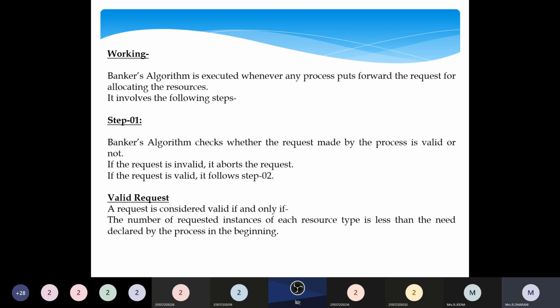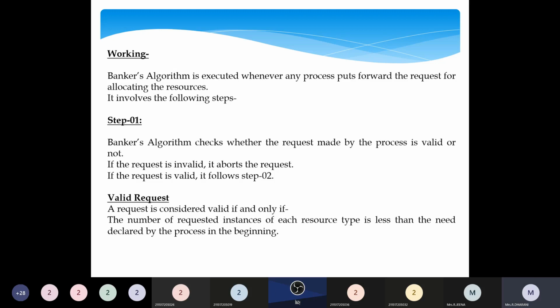Okay. So the next step is Banker's algorithm checks if the number of requested instances of each resource type is less than the number of available instances of each type. If sufficient instances are not available, it asks the process to wait longer. Say for example, I'm requesting 10, but availability is only 5. Maybe the requested resources are held by some other process. So it will inform the process to wait for some time until the other process releases the resources. If sufficient instances are available, it follows the next step.